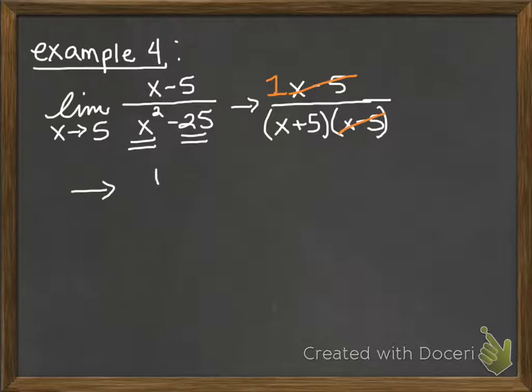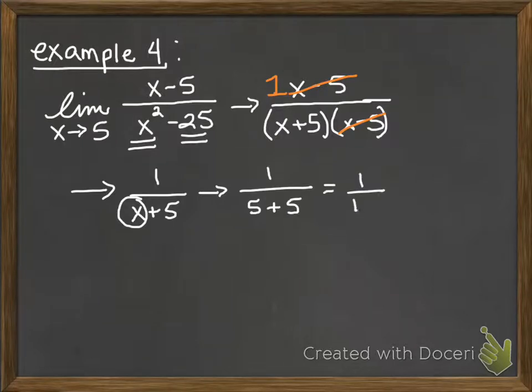So I now have 1 over x plus 5. So something canceled out. I'm going to try my direct substitution again. So let's take a look and see what happens if I plug in a 5 here, because that's what I'm approaching. Is 5 plus 5 0? No, it's not. So this should produce the answer for me. So I'm going to go ahead and replace x with 5, and that should yield my answer, which is 1/10.